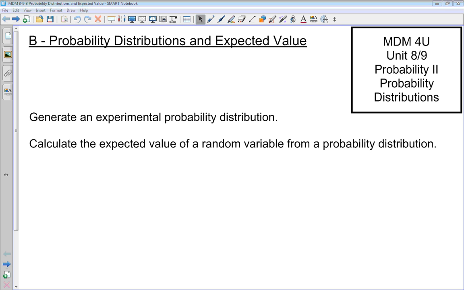So in this lesson, what we're going to focus on is calculating the expected value of a random variable from our probability distribution. Okay. Before we can do that, we're going to have to talk a little bit about what we mean by the expected value.